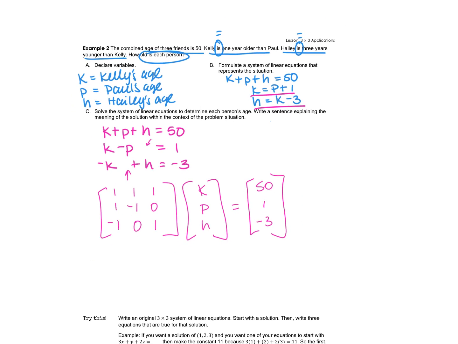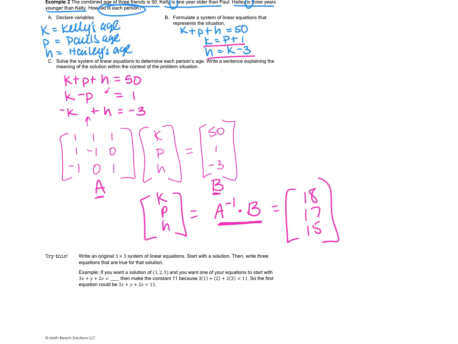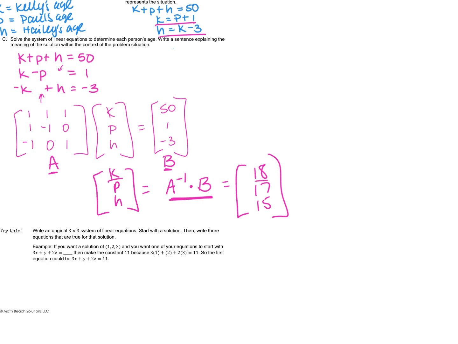Okay, so if you were solving this one, you would plug this into A, plug this into B. To actually solve for K, P, and H, I would do inverse of A times B on the calculator. And then that should give me my solution. So if you typed this into matrix A, this into B, and then on the home screen you do inverse of A times B, you should get 18, 17, and 15 for your solution. Which means Kelly's age is 18.